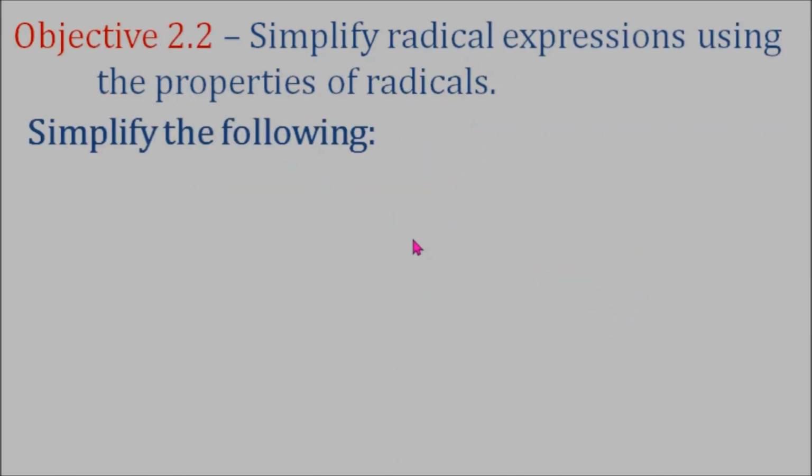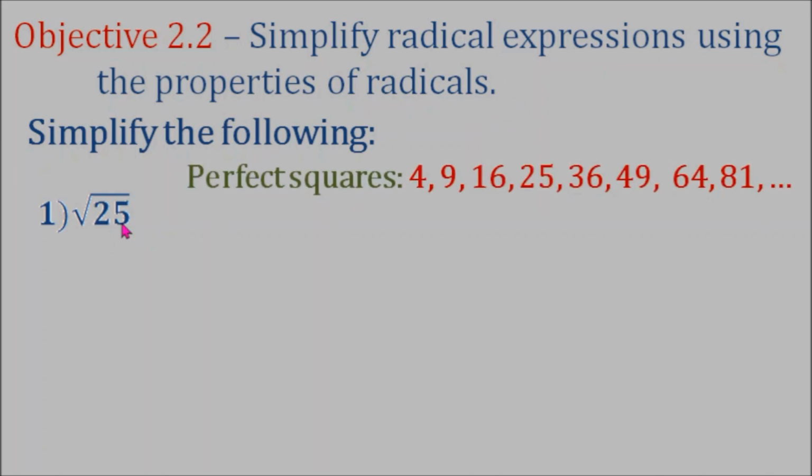Objective number 2. Simplify radical expressions using the properties of radicals. So example number 1, square root of 25. 25 is a perfect square. What are the perfect squares? We have 4, 9, 16, 25, 36, 49, 64, 81, and so on.